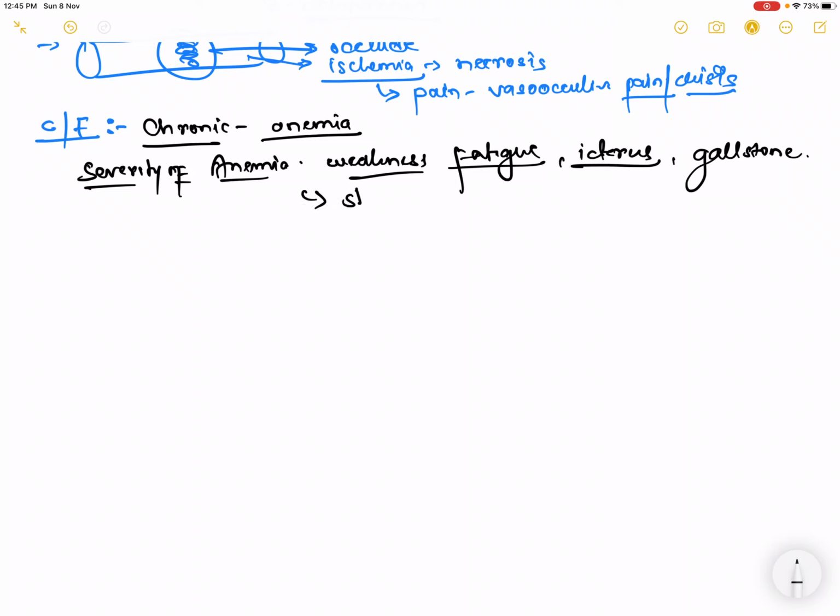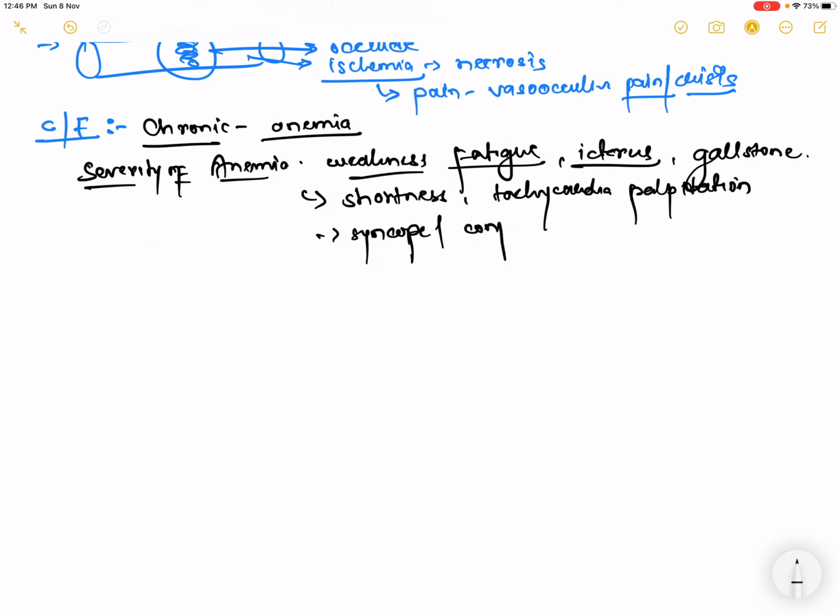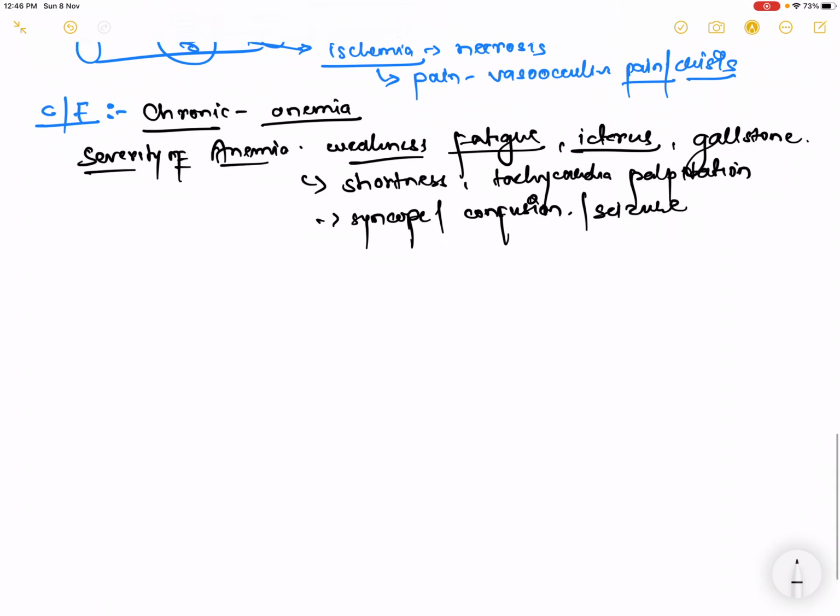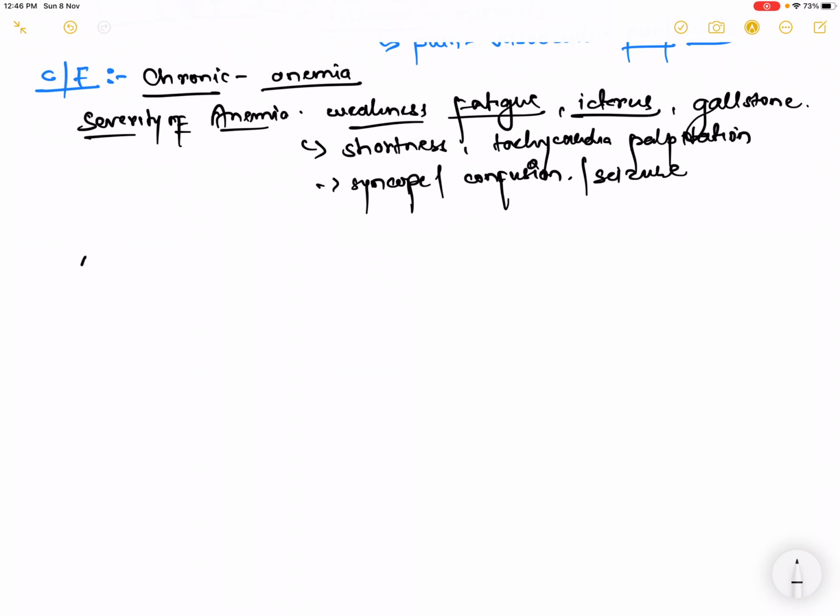Or if it is severe, there may be shortness of breath, tachycardia or palpitation. If the symptoms are more severe, the patient may present with syncope with confusion due to cerebral hypoxia, or may present with seizure. So these are the symptoms of anemia. Next, it can present acutely. It presents acutely due to vaso-occlusive crisis. So vaso-occlusive crisis causes ischemia and it causes pain.